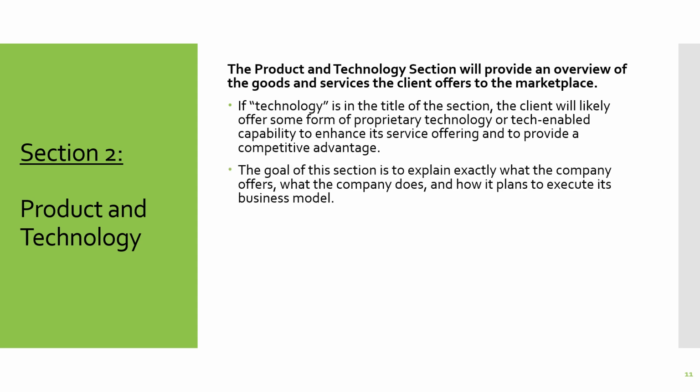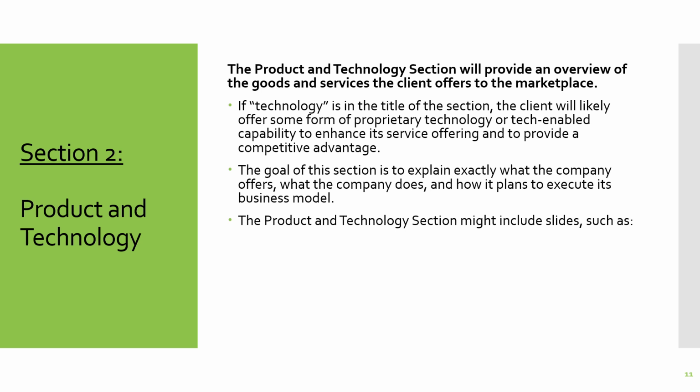The goal of this section is to explain exactly what the company offers, what the company does, and how it plans to execute its business model. The reason that technology is important is because if the products, the goods, and the services have a tech-enabled component, then this might change the way the deal is priced. It might change the multiples around the company or the client.